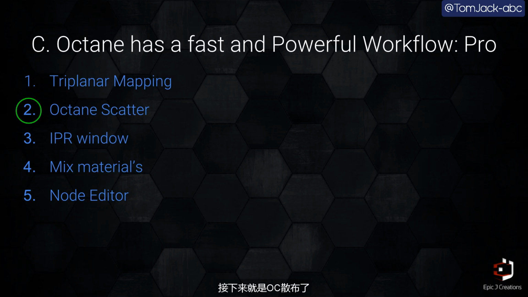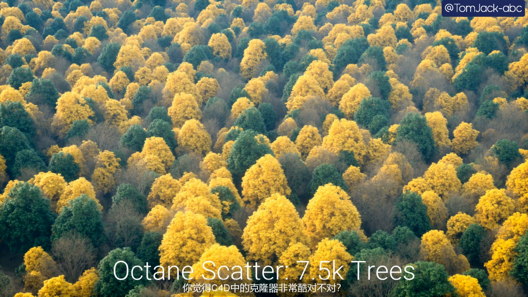Next up is Octane Scatter. You thought that the cloner in Cinema 4D was cool? The Octane Scatter blows that out of the water. I've done 1 million objects at one point with Octane Scatter, and it still was able to not crash and actually work. This case is much smaller. This is 7.5 thousand Ludwig trees scattered. Now there's more trees than you can actually see in the scene here because I overdid it.